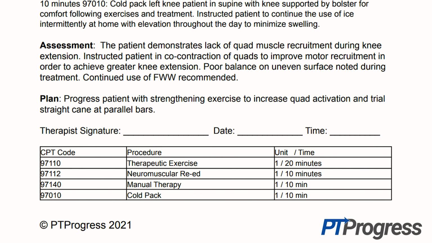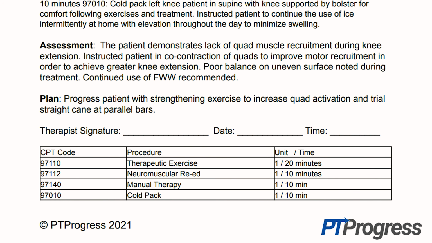In the assessment section, this covers the therapist's insights on performance and progress towards the patient's goals. This also includes the patient's response to treatment and answers the question, why should therapy continue? Or what is the focus? What's the reason behind the treatment? This example assessment is as follows. The patient demonstrates lack of quad muscle recruitment during knee extension. Instruct the patient in co-contraction of quads to improve motor recruitment in order to achieve greater knee extension. Poor balance on uneven surface noted during treatment. Continue use of front wheel walker recommended.